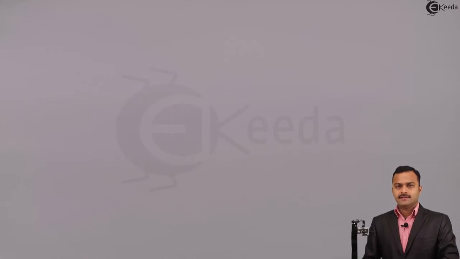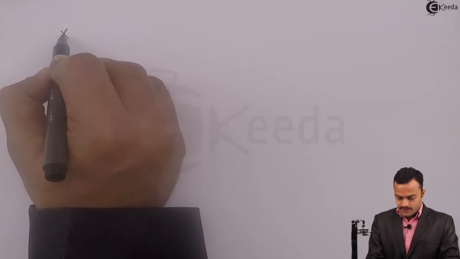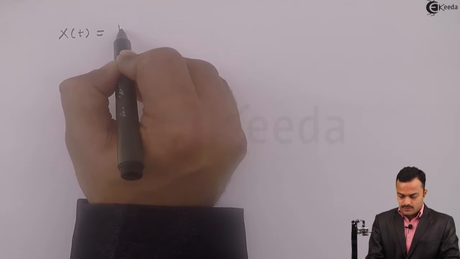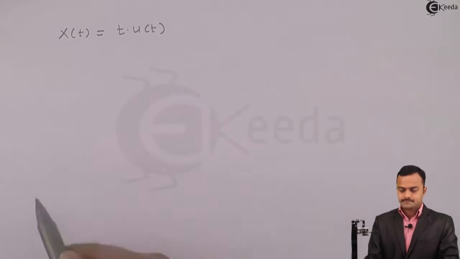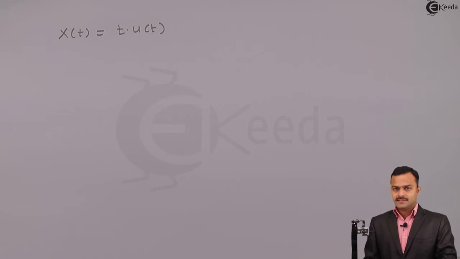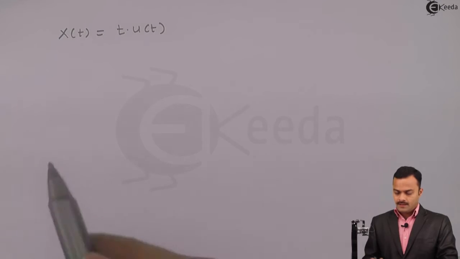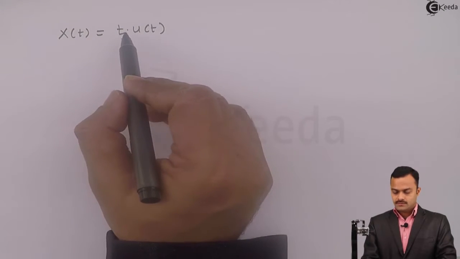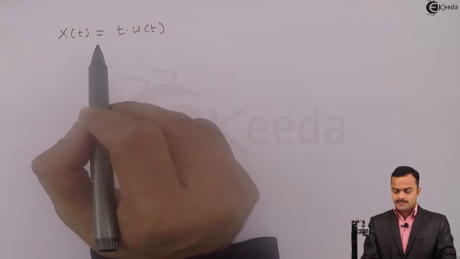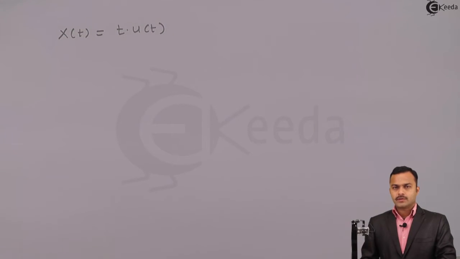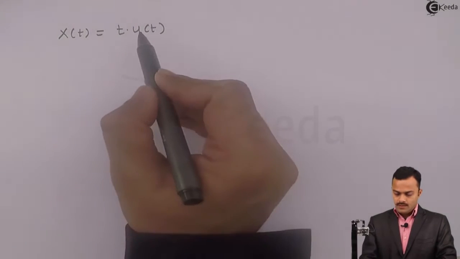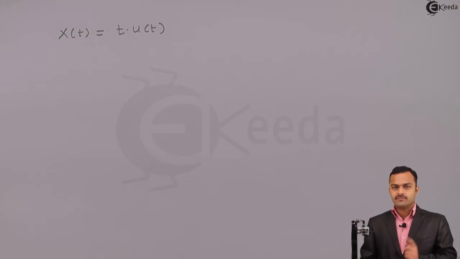Hello friends, in this video we are going to take a ramp signal to determine whether it is an energy signal or a power signal. So in continuous time domain, x of t is given as t u of t. To determine whether this is an energy signal or a power signal, basically here there are two functions, one is u of t and another is t, which is changing with respect to time linearly. U of t will tell that this function exists from 0 to infinity.